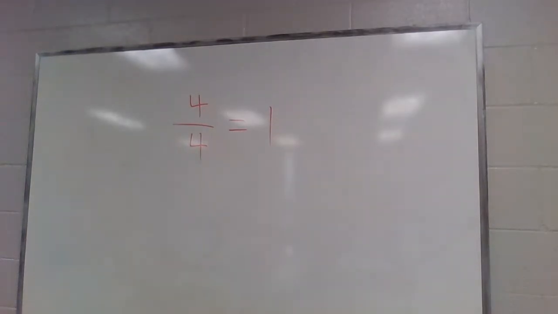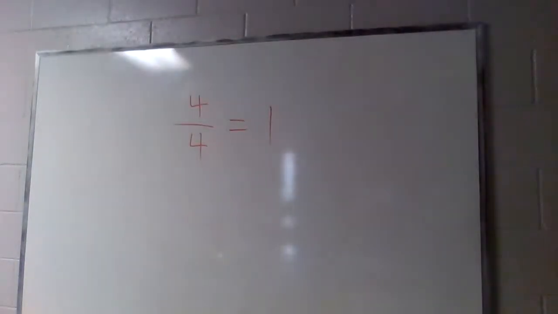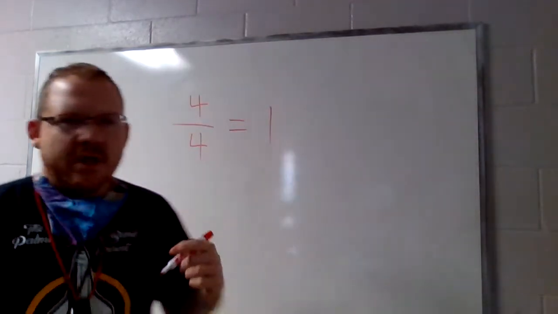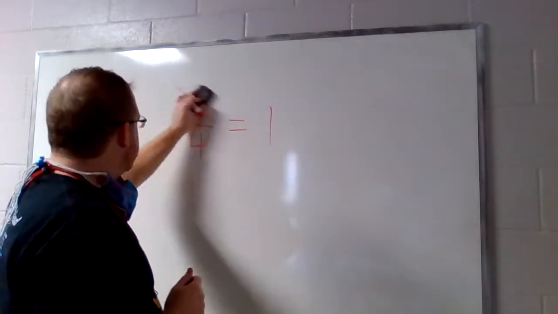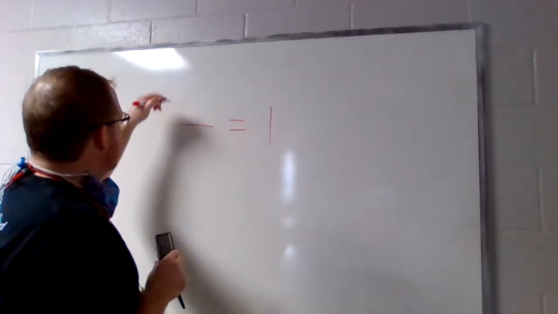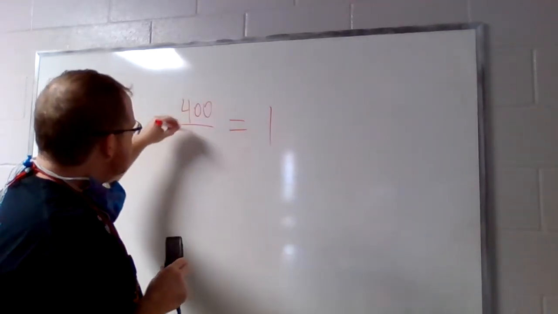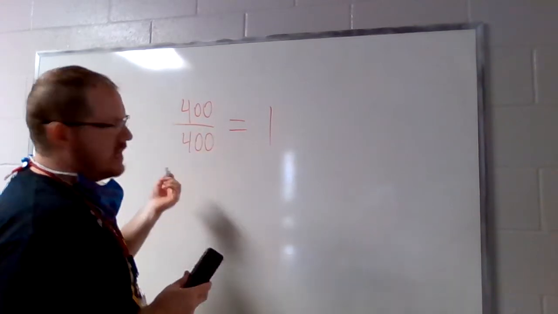Let me turn the lights back off because I think maybe you can see it better. There's a lot of glare on the board. So 4 over 4 is also equal to 1. If I have 400 over 400, the top and bottom are equal, it's equal to 1.